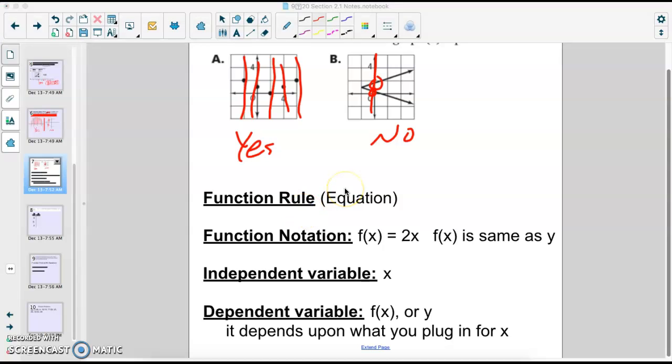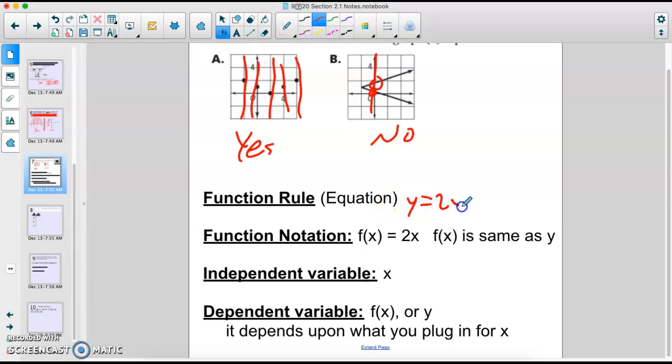All right, so the function rule here, let's just make an equation. We'll say y equals 2x. Now, when we start working with functions, there's a thing called function notation, and basically all we're going to do is replace the y with f of x. So this is what we get: f of x equals 2x instead of y equals 2x. Don't let this throw you off all that much. It's just a different way to write things. Once you get used to it, you'll actually appreciate it and like it better.